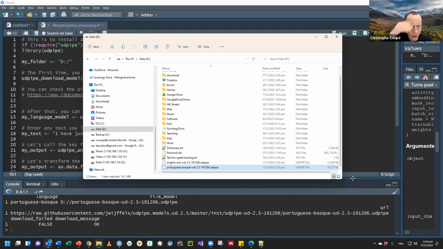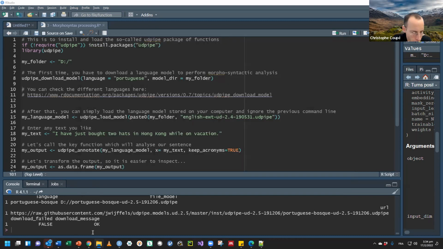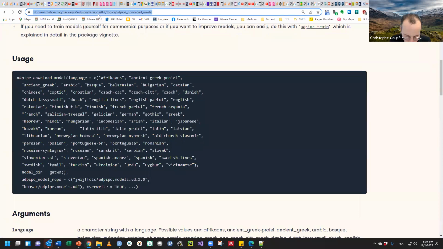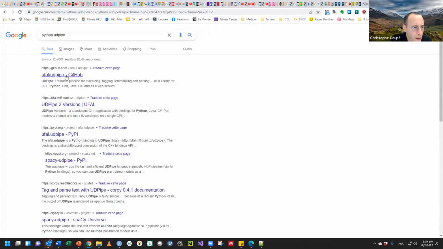In Python, I think you can use UDpipe as well. And in Python, they have another one that they use quite a lot. Right now, I forgot the name of the other one. But what I can tell you is that I read some papers comparing UDpipe and the other one, and the conclusion was that UDpipe was better. So in Python, you can use UDpipe as well. All right, I think if I type Python and UDpipe, yeah, you will find it.